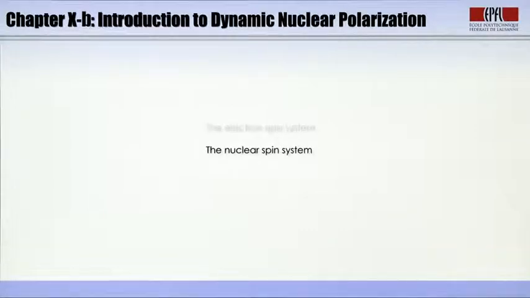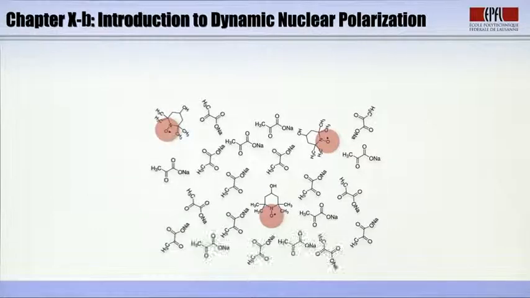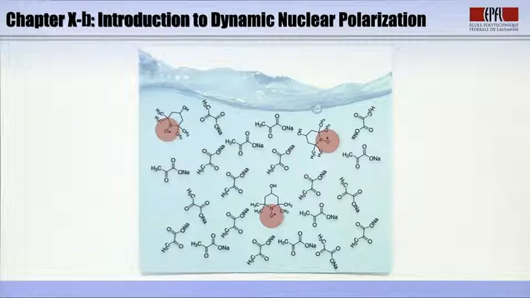Now let's talk about the nuclear spin system. So we have discussed the presence of free radical molecules in the sample, but these free radicals that are usually present at a millimolar concentration are surrounded by molecules that contain nuclear spins, for example, proton spins. In our example, we chose to talk about the pyruvate molecule that contains a methyl group here with 3 protons.